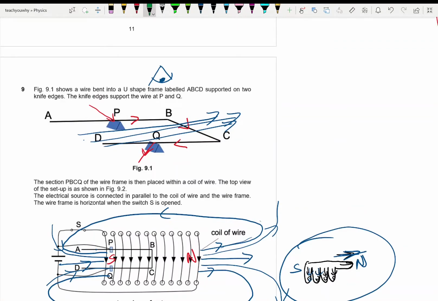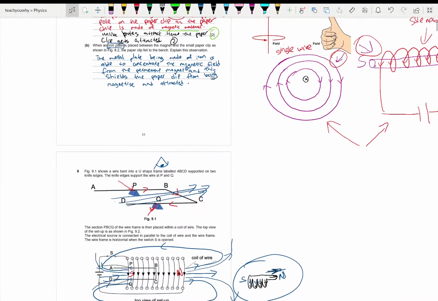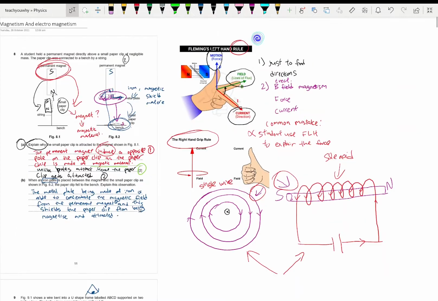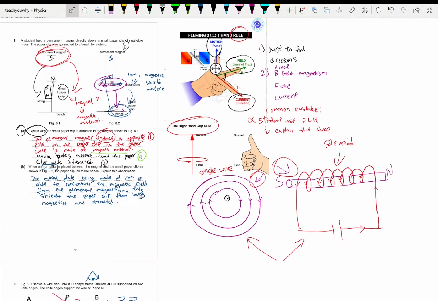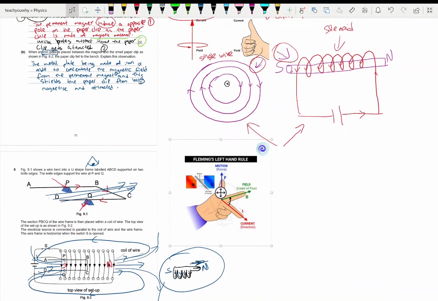So in this case, which rule should we use? We should use Fleming's left hand rule. Let me bring this down to remind us. Fleming's left hand rule. Just nice, we can use this.